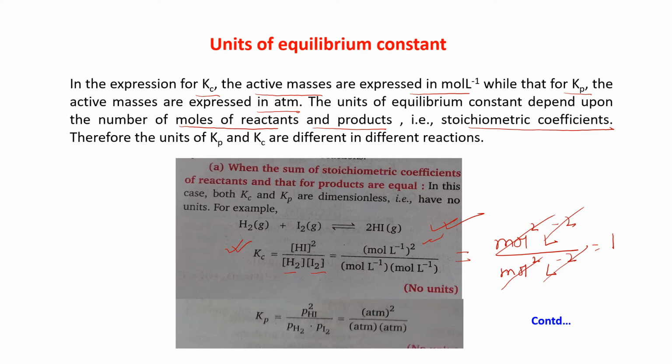And what is Kp for this reaction? Because these are all in the gaseous state, it is PHI to the power 2 divided by PH2 and PI2. So this is atmosphere square divided by atmosphere into atmosphere. So here also we are getting no unit. And that is why it is said, when the sum of the stoichiometric coefficients of the reactants and that of the products are equal, then in that case, both Kc and Kp are dimensionless. They have no unit. Am I clear?